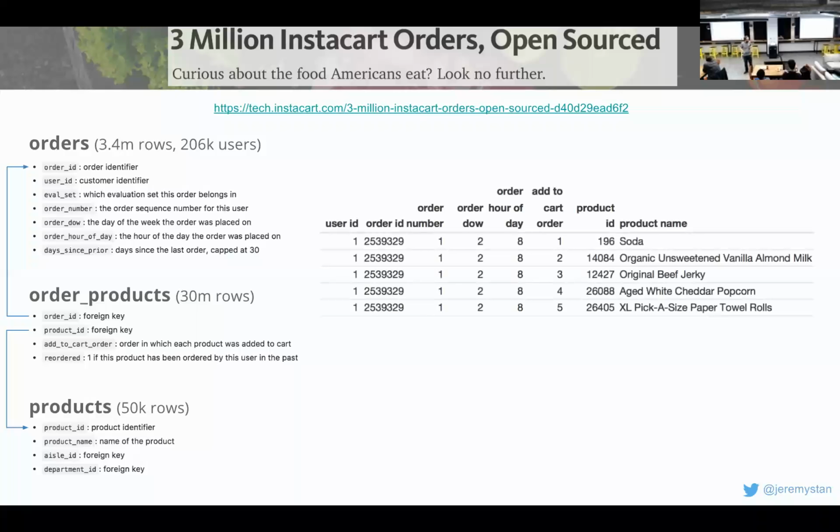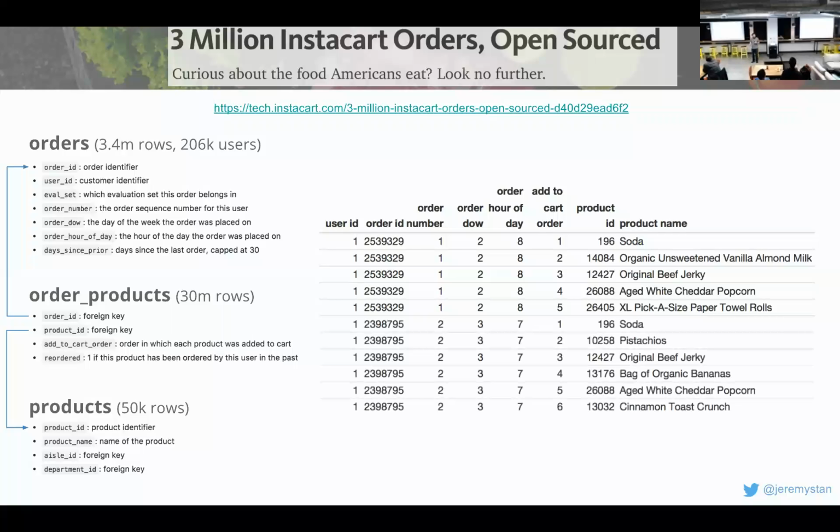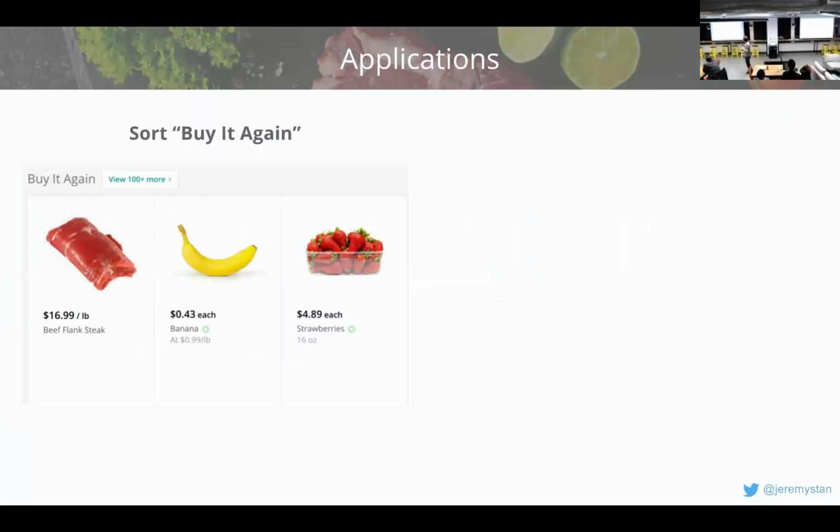And so what does it really look like in practice? Well, this is the first user. They bought soda, almond milk, beef jerky, popcorn, and then paper towels. And then they came back and they bought soda, pistachios, beef jerky, bananas, popcorn, and Cinnamon Toast Crunch. So you can already see some interesting things, right? 3 of the items they repurchased, and then they started to buy some other things as well. We use data like this to sort the buy it again aisle on the Instacart interface.